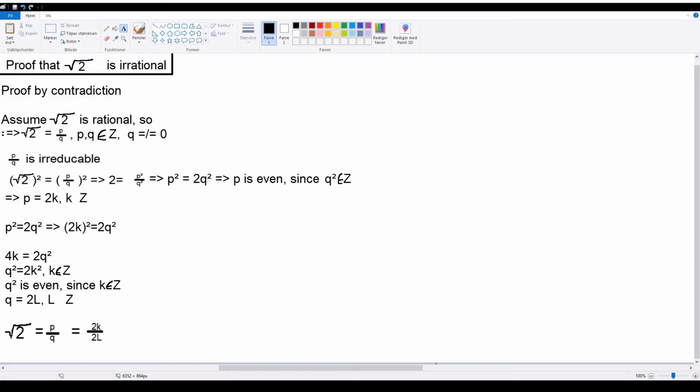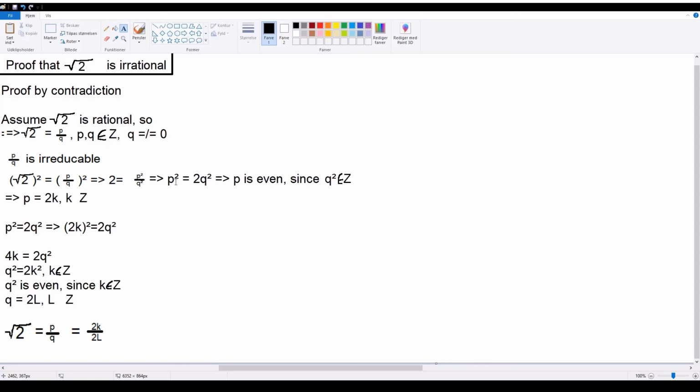So we assume that the square root of 2 is rational, which means that the square root of 2 is equal to p divided by q, where p and q are both integers and q is not equal to 0. We also assume that p divided by q is irreducible, so there's no way of reducing it. First, we take the square root of 2 and square it, and also square p and q. So we end up with 2 equals p squared divided by q squared.